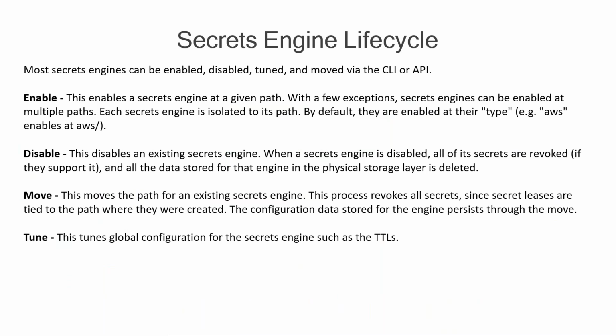You can also move the path actually. So move the path for an existing secret engine. This process revokes all secrets, since secret leases are tied to the path where they were created. Configuration data stored for the engine persisted throughout the move. That means your secrets will be revoked, but the configuration for that secret engine will persist. Tune tunes global configuration for the engine, such as TTL and stuff like that.